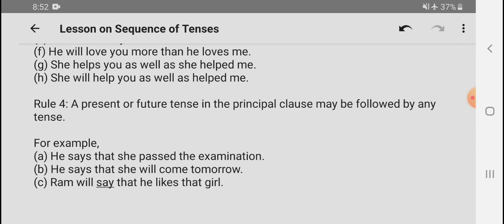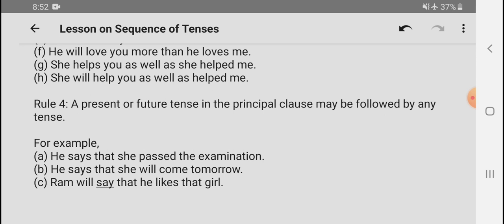He says that she will pass the examination. I can say he says that she is passing the examination. She will have passed the examination. She had been passing the examination. I can put it in any tense. Only if your principal clause is in present or future tense, the subordinate can be put in any tense.